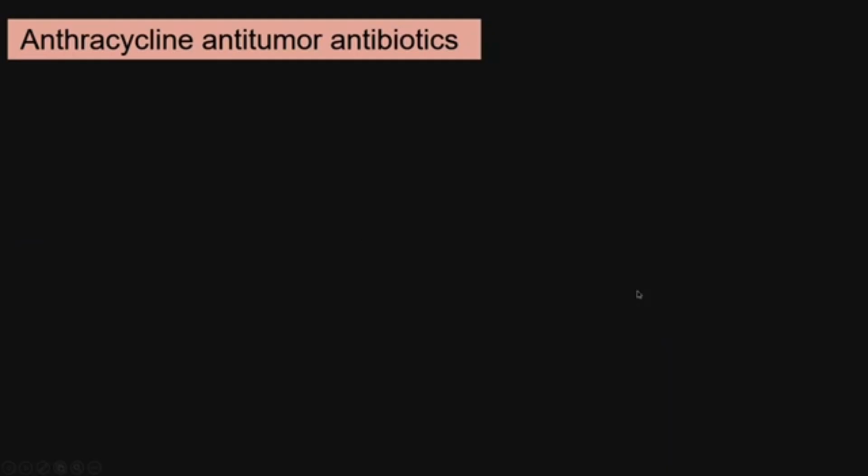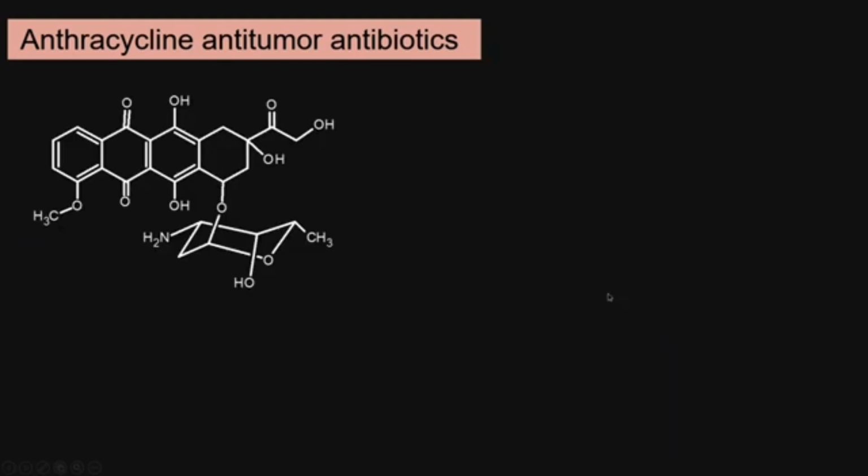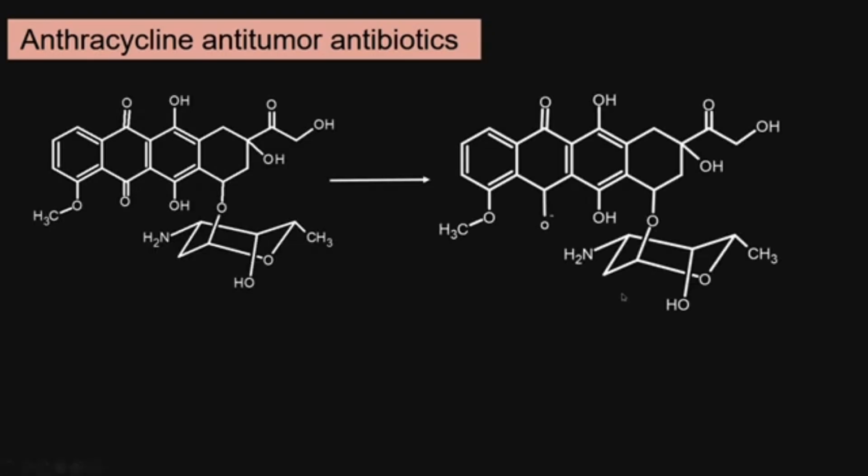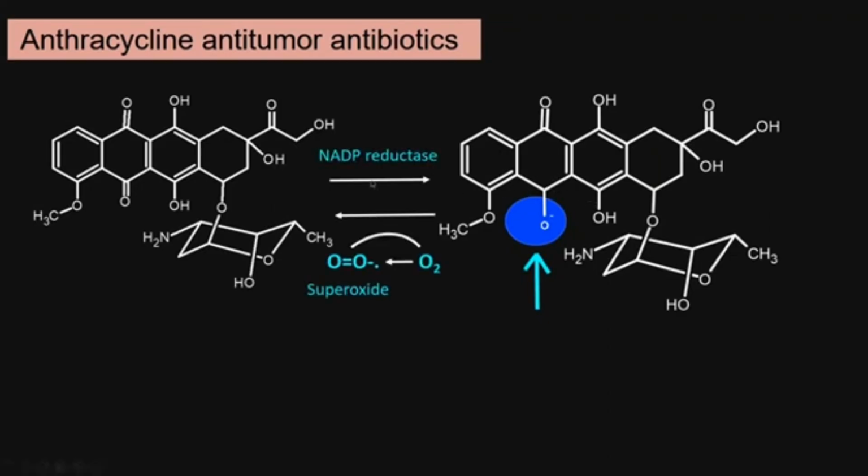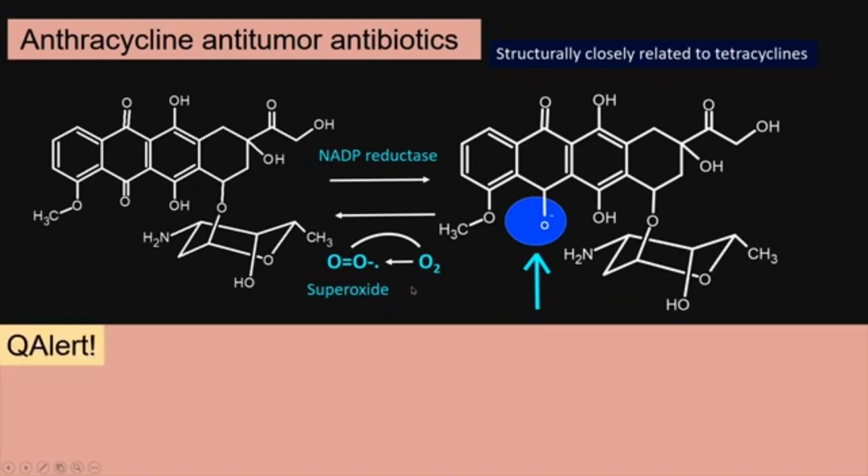All right, so the other important class is anti-tumor antibiotics, or anthracyclines. Anthracyclines are known to have a chemical structure similar to tetracycline. However, the difference in the structure is that tetracycline has amines, and here you don't have amines, but there is structural similarity. However, anthracycline anti-tumor antibiotics are known to form an oxidized product. Basically, it first undergoes NADPH reductase and then produces this oxidized product. And this oxidized product forms superoxide. And this superoxide is known to produce toxicities.